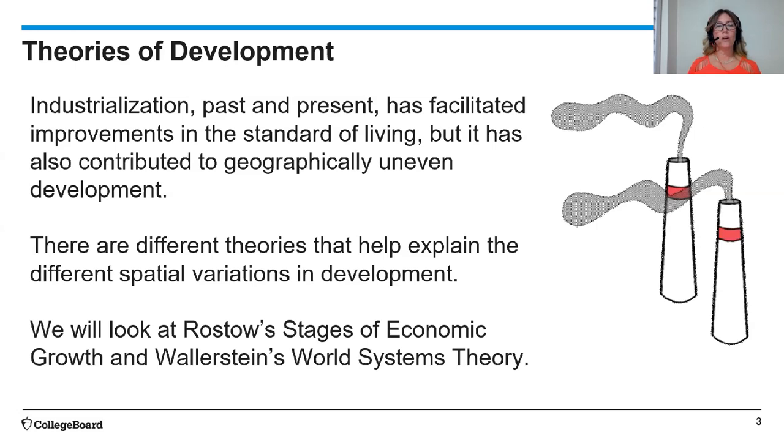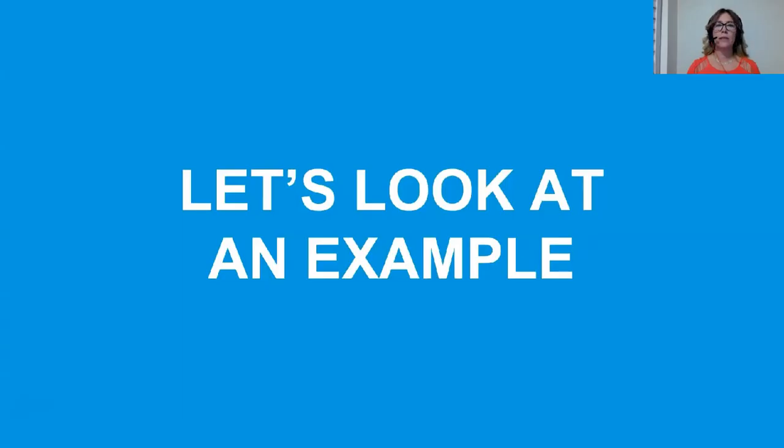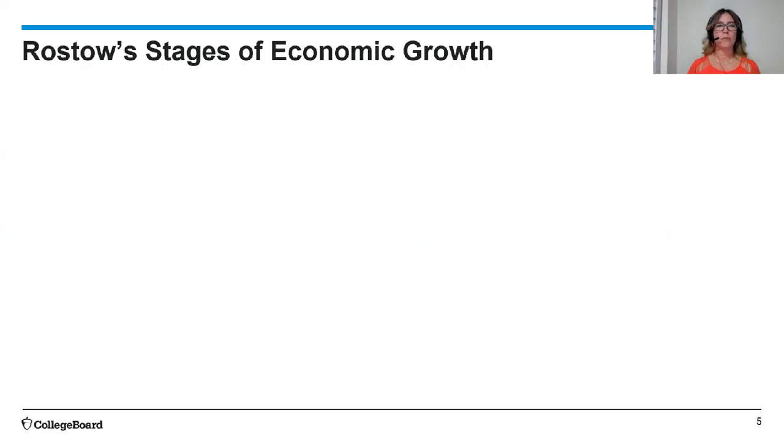Today, we're going to look at Rostow's stages of economic growth. It's also known as the modernization theory. And we'll also be looking at Wallerstein's world systems theory, which is also called the core periphery theory. So let's look at some examples.